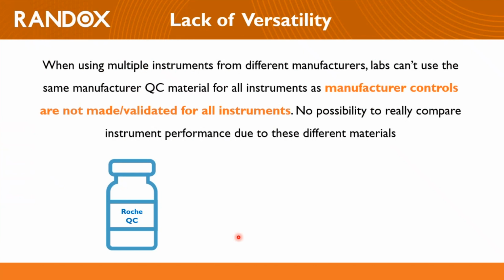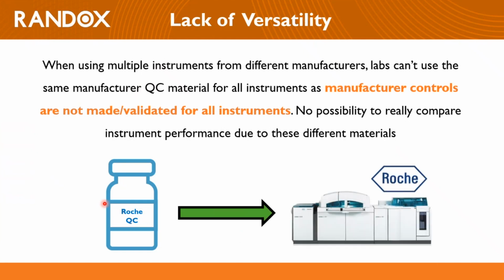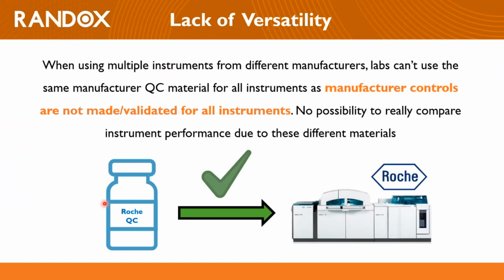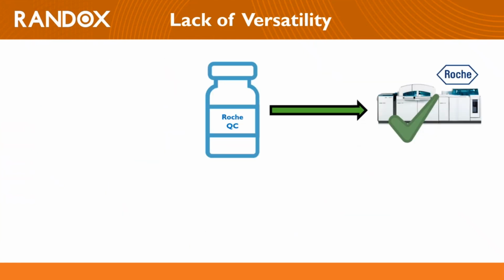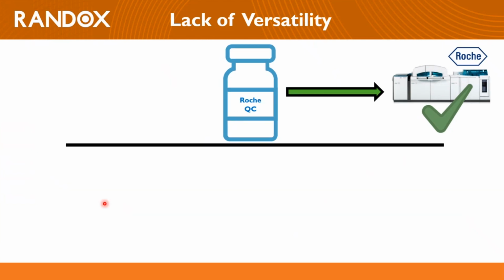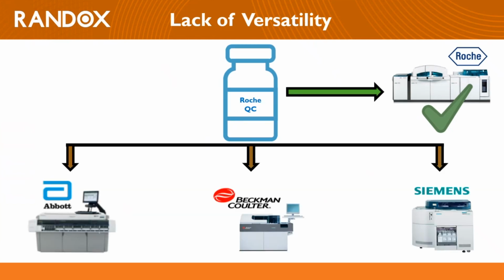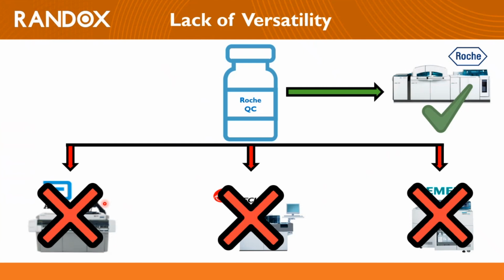Now, from instrument manufacturers, for example, if we have a Roche control, that can only be used on a Roche instrument. A Roche IQC can only be used on a Roche instrument. Of course, you're not able to use the Roche QC on all of these different instruments. Of course not, because they're not made for these instruments. Roche also says it's only made for the Roche machine.